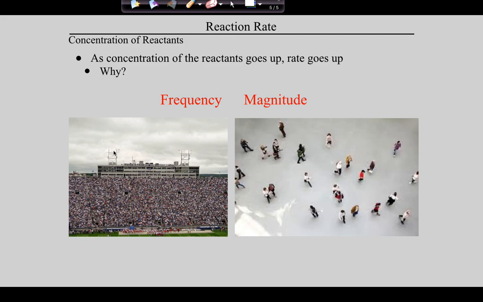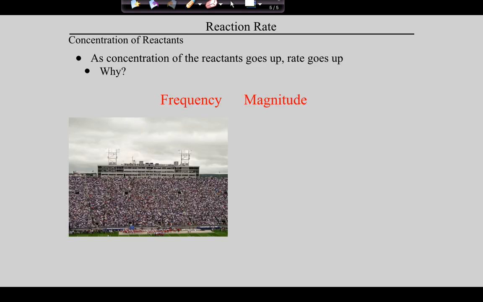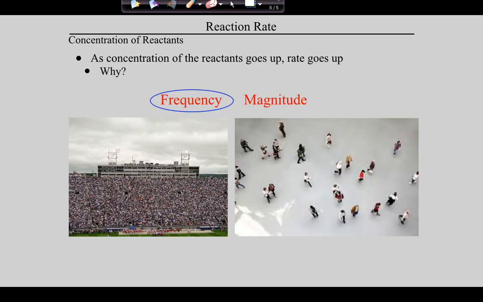So let's talk about frequency. Is there a difference in the frequency of the collisions? Oh yeah, who's going to collide with people more often? Cornhusker fans or people going to lunch? Cornhusker fans. So guys, there is a difference in frequency. What about magnitude? Do they hit harder? No. They just hit more frequently. So guys, this is a matter of frequency, and the higher concentration systems will collide more frequently.